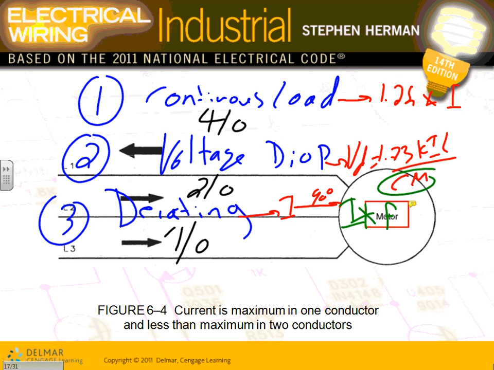If the continuous load gave me 4-aught, voltage drop gave me a size of 2-aught, and the derating gave me a size of 1-aught, which one should you use? The largest conductor. Doesn't make sense, right? The largest conductor. So please pay attention to it. The largest conductor. Sometimes we size based on voltage drop, guys. Always give us the largest conductor.